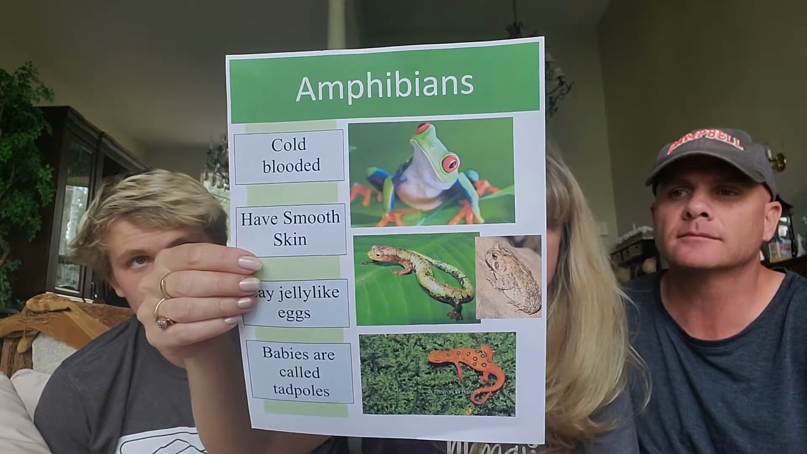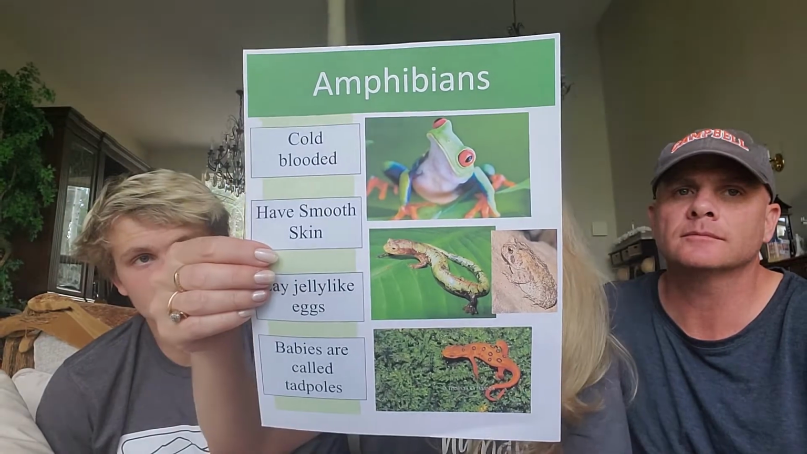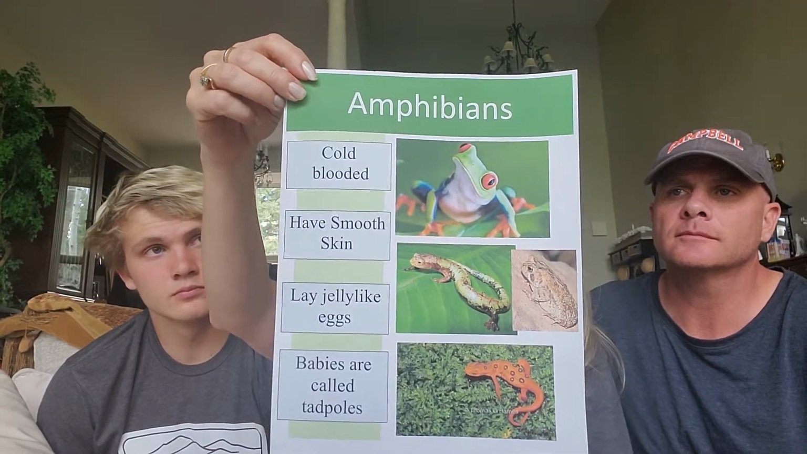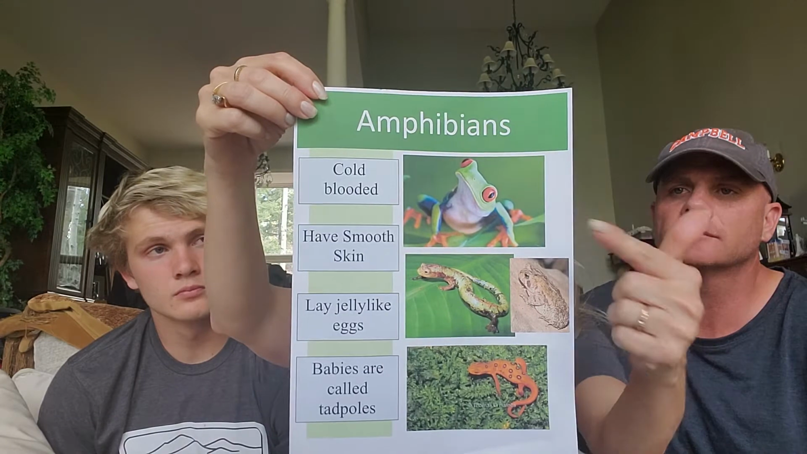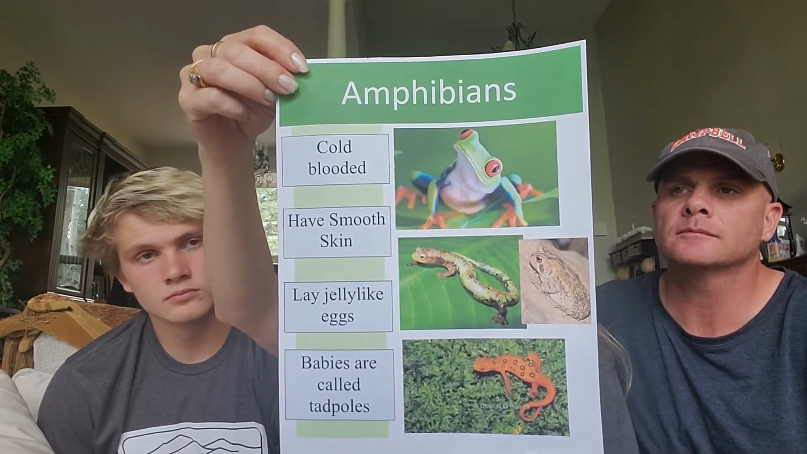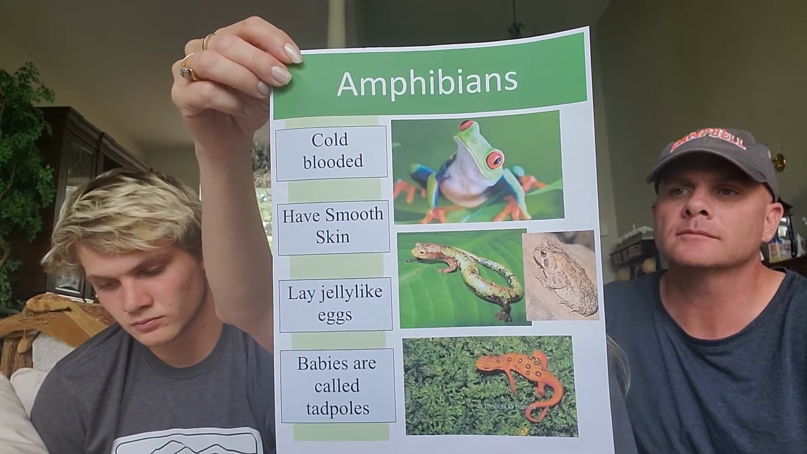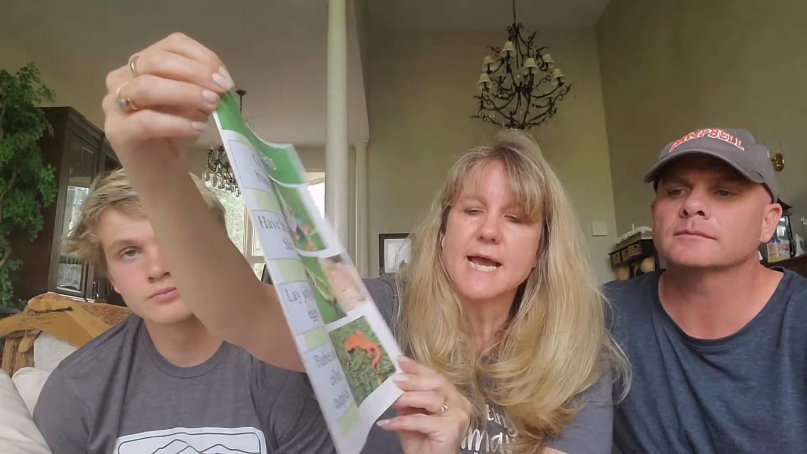Here is the last one. It's the amphibian. It is also cold-blooded. It has smooth skin. So remember, instead of scaly skin, it's smooth. It lays jelly-like eggs. Babies are called tadpoles.